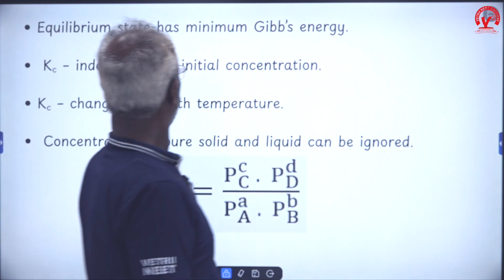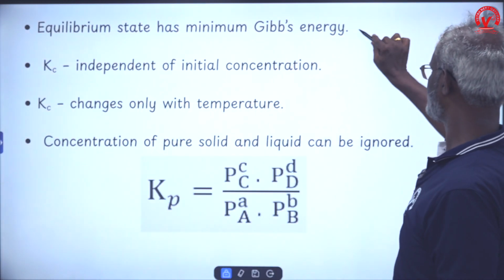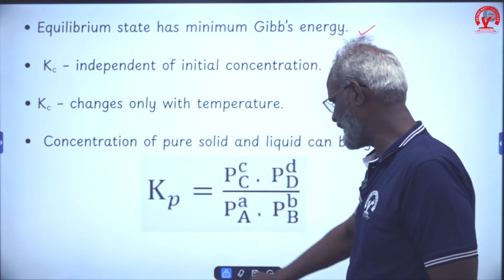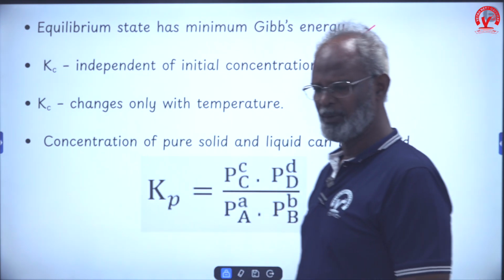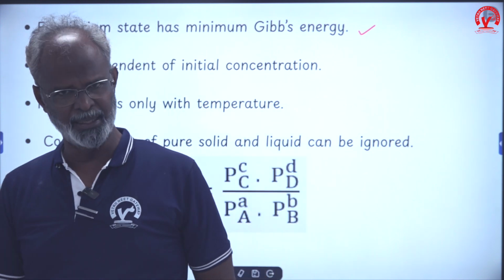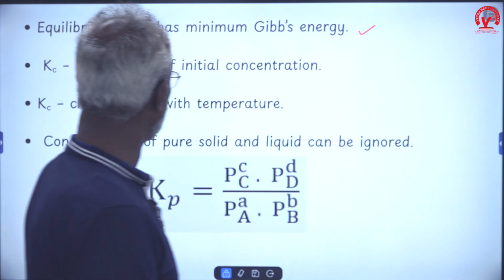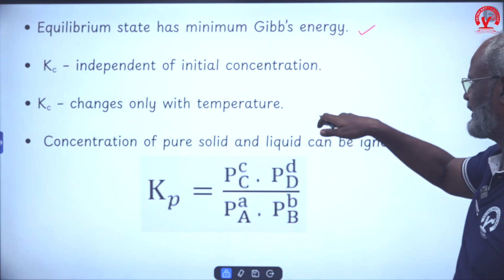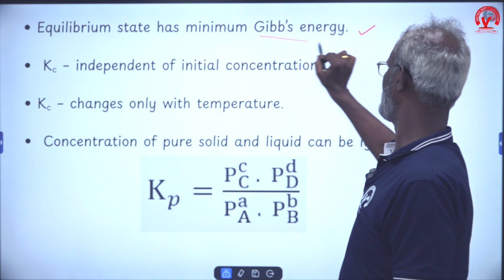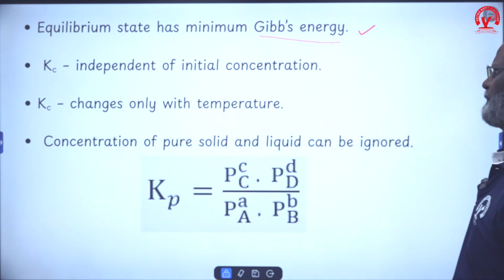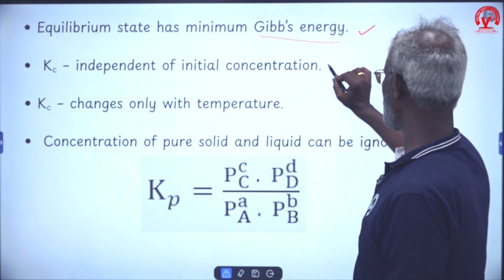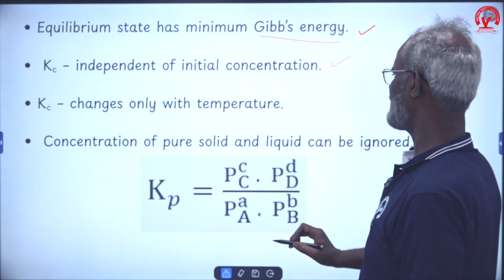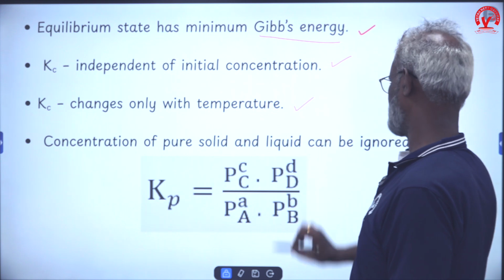Next, the equilibrium state has minimum Gibbs energy. Equilibrium reactions proceed up to the equilibrium state spontaneously. As it is spontaneous, it will reach a minimum energy state, where the Gibbs energy will be minimum at the equilibrium state. I already told you it is independent of initial concentration if you take them in the stoichiometric ratio, and it changes only with temperature.